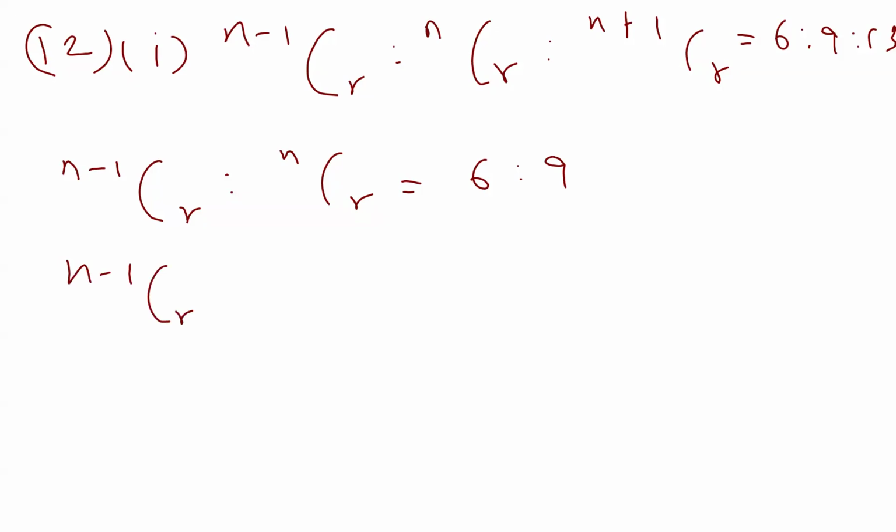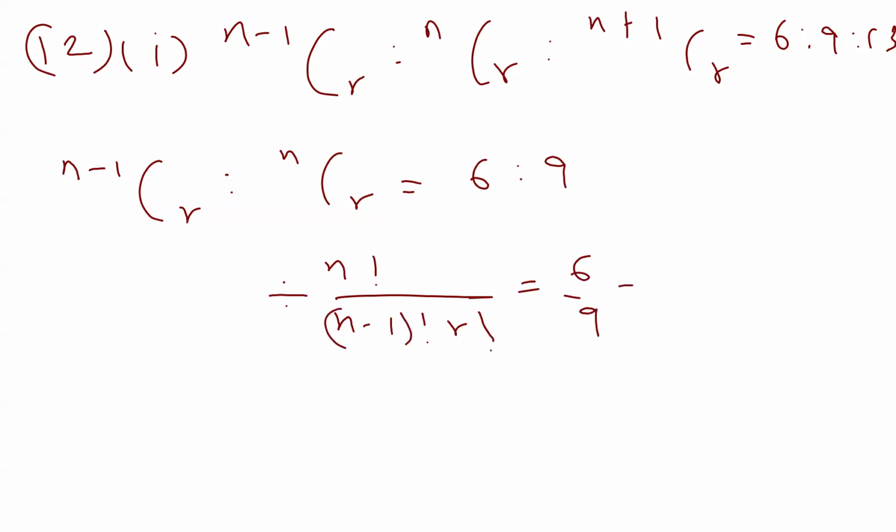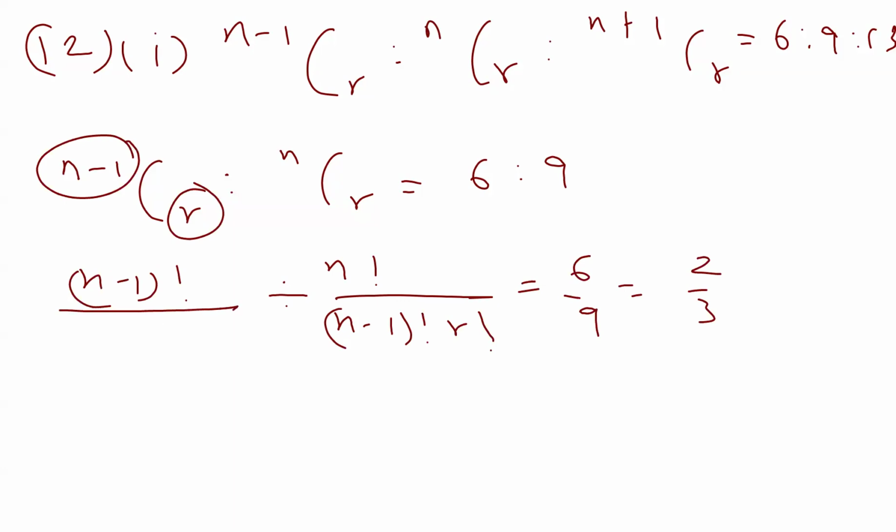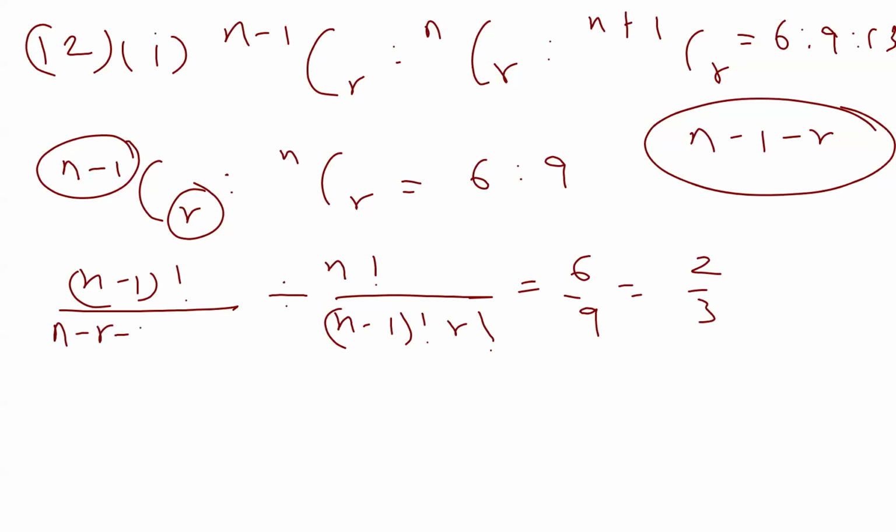So (N minus 1)CR can be written using the NCR formula. Now the NCR formula is N factorial upon (N minus R) factorial into R factorial. This is 6 upon 9, which is 2 upon 3. And this is (N minus 1) factorial upon (N minus 1 minus R) factorial into R factorial. Okay, so the NCR formula I've used over here.